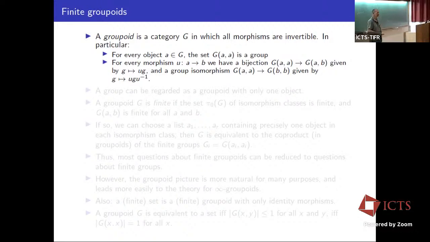So objects in the same component have isomorphic automorphism groups. Instead, if you've got a group, you can regard it as being a groupoid with one object.